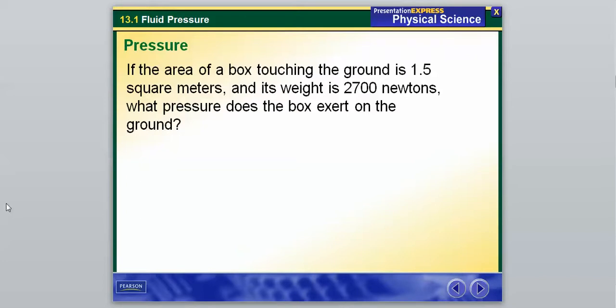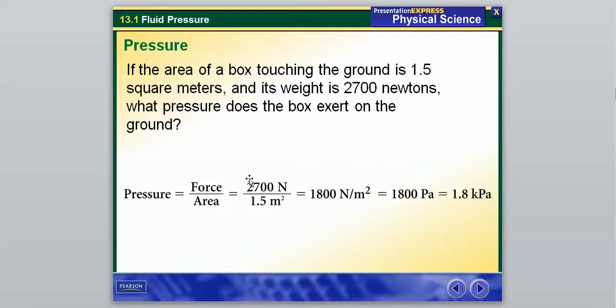So it's just plugging in our known variables. Our force, 2,700 over our area, 1.5. We divide that out, and it's 1,800 newtons per meter squared. So you can see right here we have newtons on top, meters squared on bottom, so our unit is newtons per meter squared, and that translates into a Pascal.